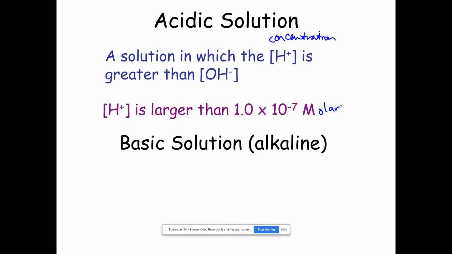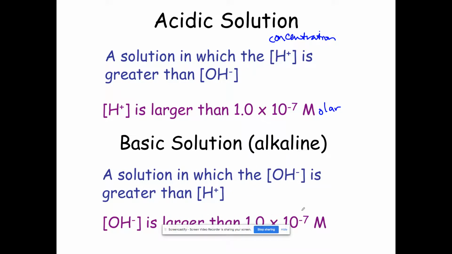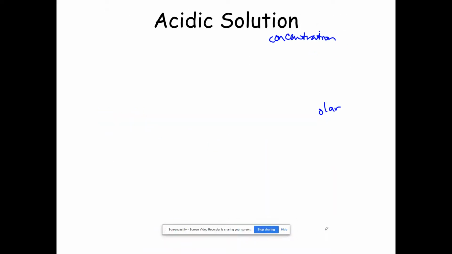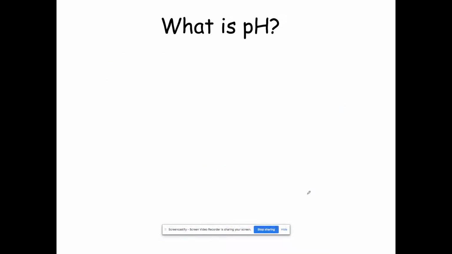If you have a basic solution, which, by the way, the word alkaline means basic, you're going to have more of the base particle, OH minus. And so it would have a larger concentration than that. If you are neutral, remember, you would have equal amounts of H plus and OH minus. But since we are not neutral in acids or in bases, you would have a skew, either more H, lower pH, greater OH, higher pH.